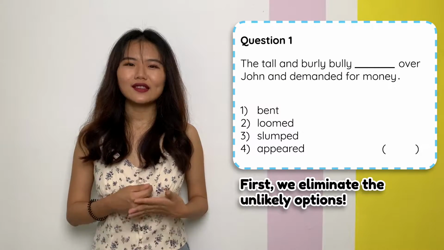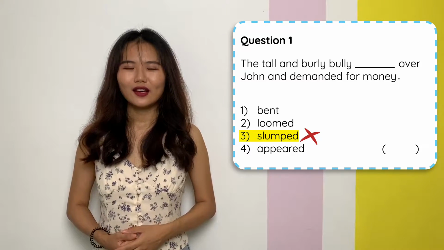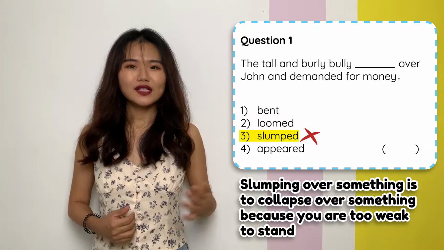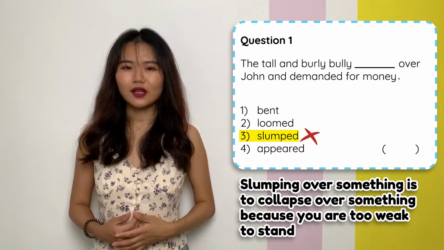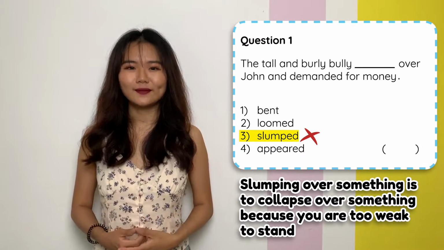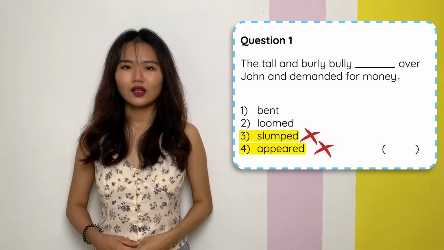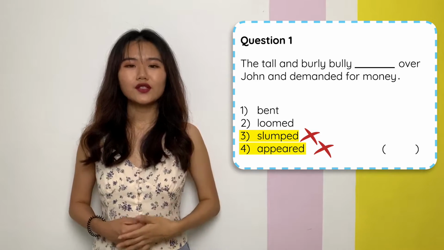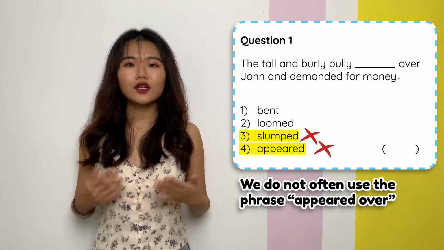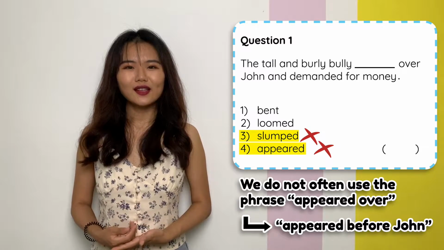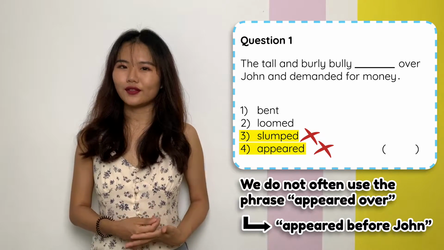First, we eliminate the unlikely options. Option 3, slumped, is definitely wrong. Slumping over something is to collapse over something because you are too weak to stand. It seems unlikely that the bully would be that weak. Option 4, appeared, is also an unlikely answer because we do not often use the phrase appeared over. Instead, we might say appeared on.